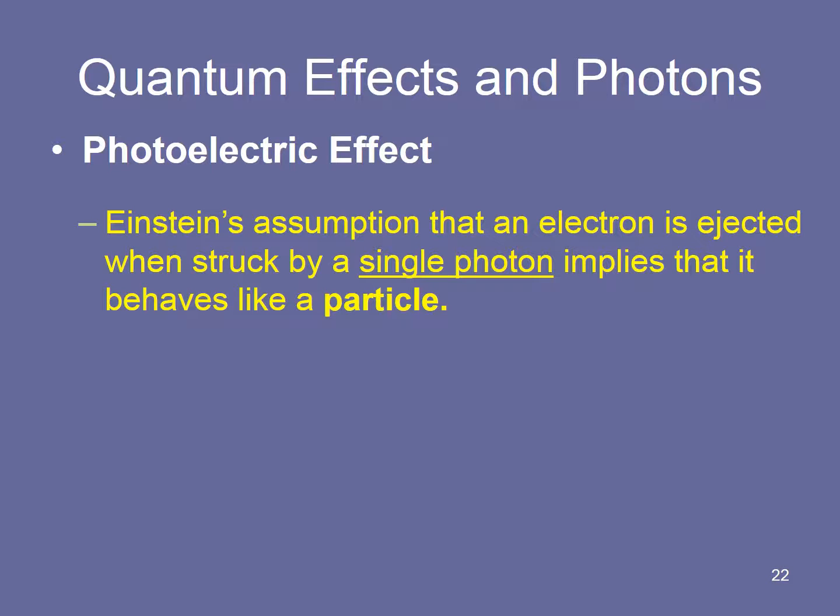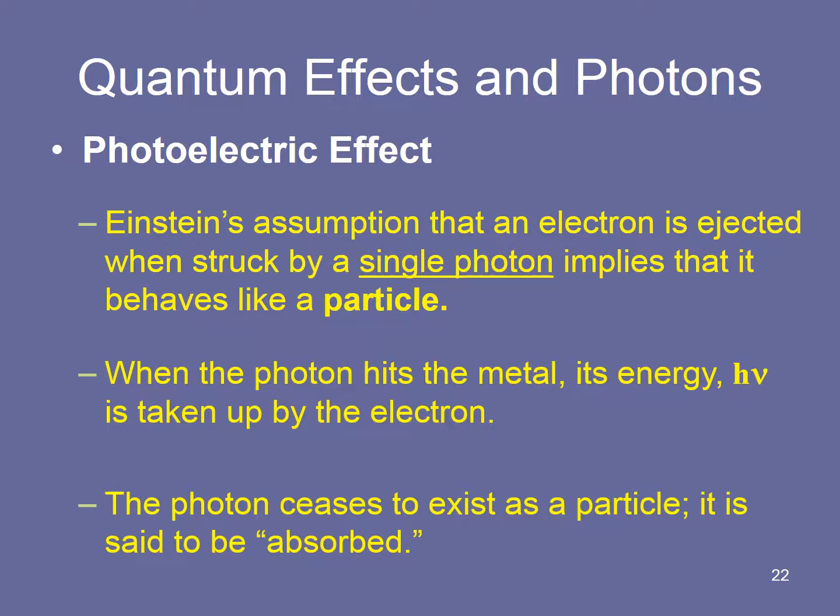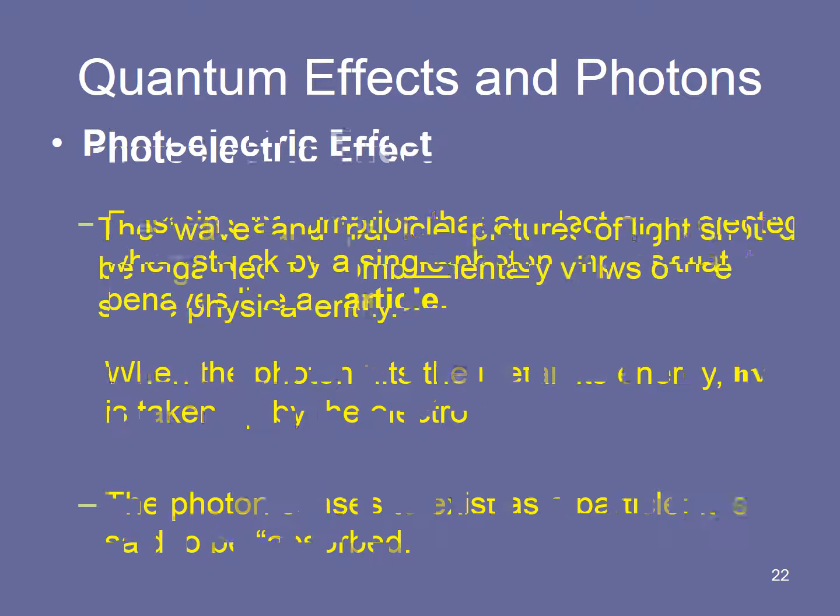Okay, so Einstein's assumption that an electron is ejected when struck by a single photon implies it behaves like a particle. The energy is taken up by the electron. So when the photon hits the metal, the electron jumps up to a higher energy level. The photon ceases to exist as a particle and is absorbed as energy.